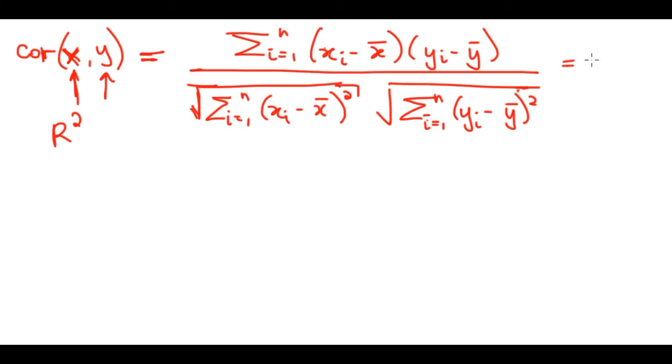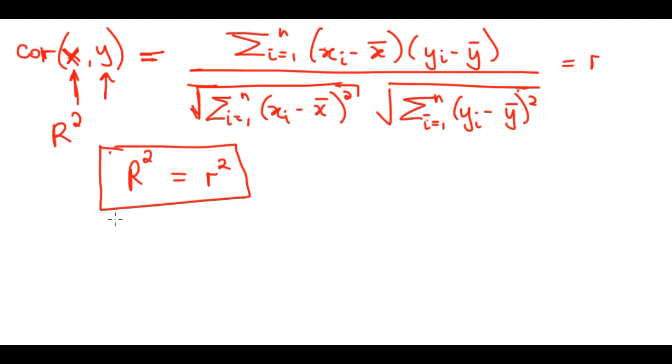Let's call this small letter r. It actually turns out that in simple linear regression, our R squared that we calculate using our TSS and so on is equal to the correlation between the two, squared. So someone can use correlation if you want. You can use the correlation, or you can use this R squared that we have just discussed here.